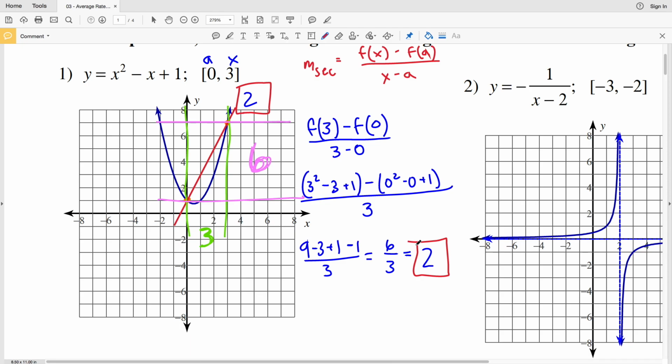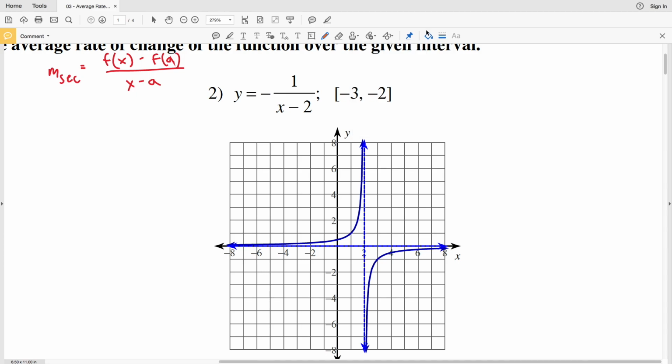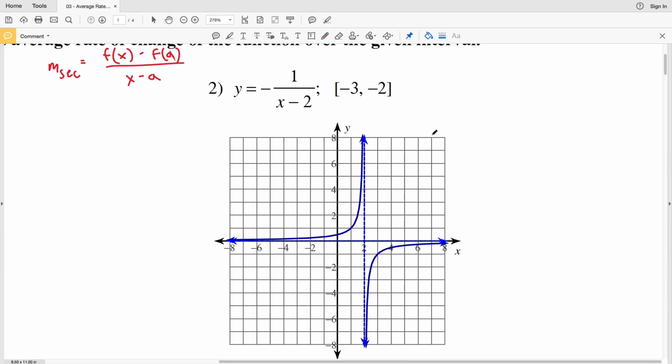Let's continue on to number 2. In number 2, we're finding the slope of our secant line from the interval -3 to -2. So our a, our start value, is -3, and our end value is -2 for our interval. So when we're at -3 in the x, we're approximately here on our graph, and then at -2, we're approximately here. So you can see that secant line has a relatively small change as compared with number 1.